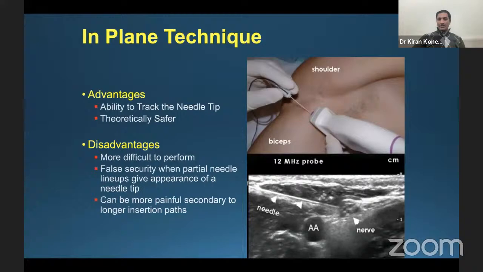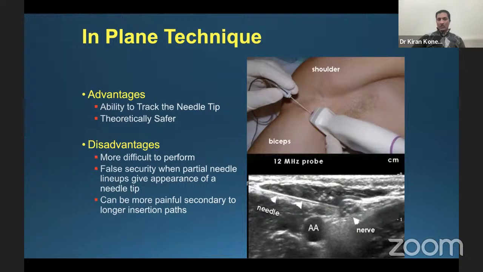As you can see here, where we're using the in-plane technique for the axillary block, usually you'll be able to track the needle tip all the way along. Theoretically, it is safer. However, sometimes it can be a little bit difficult to perform, especially as not every area that we access has a reasonable amount of anatomical approach. And sometimes, as I've shown before, it gives you false security that you are in plane when the needle tip is actually out of plane or not in your view.